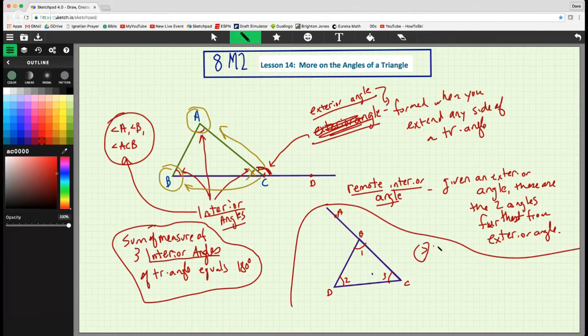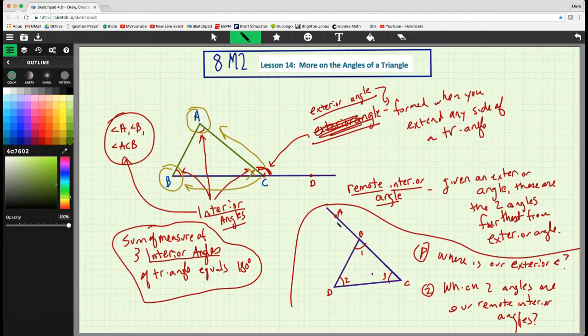So here are my questions for you, and I want you to answer them. The question is, where is our exterior angle? And second, which two angles are our remote interior angles? So I want you to stop and think about that. Make sure you have an opinion on this.